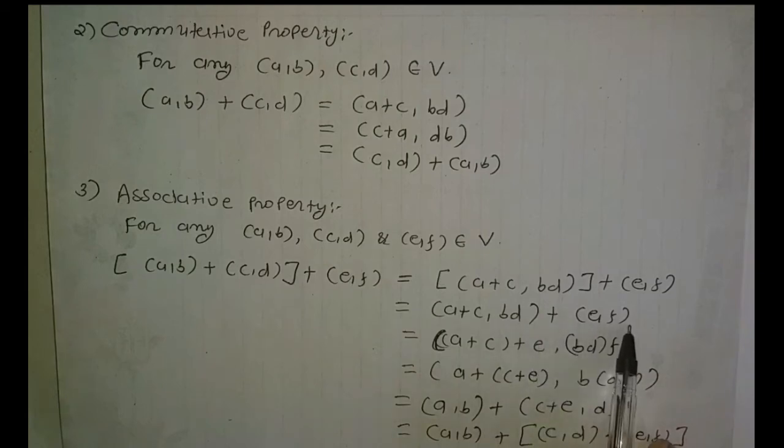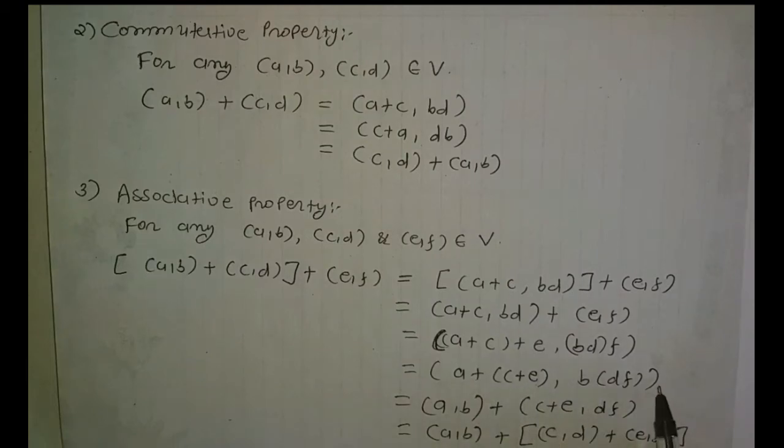Now, from the definition of vector addition, we get a plus c plus e, the first element of the first vector plus the first element of the second vector, and the second element of the first vector multiplied with the second element of the second vector. So, we get the vector (a plus c plus e, bdf). Now, multiplication and addition in real numbers is associative.